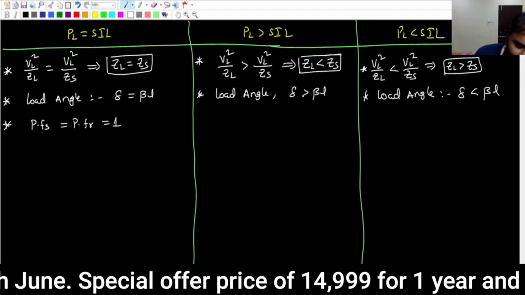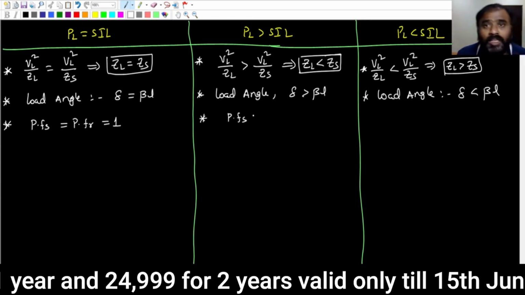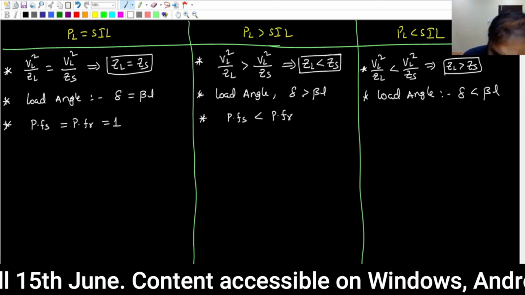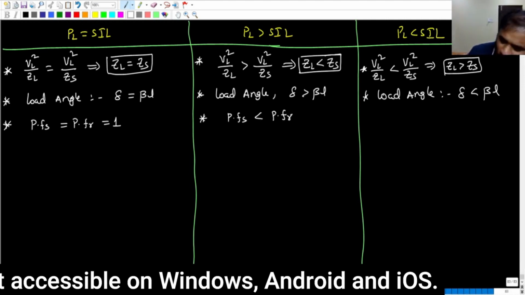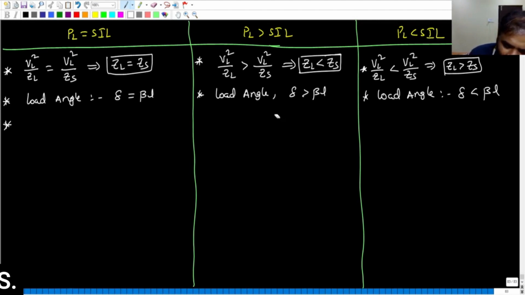Next. Tell me, what about the sending end power factor and receiving end power factor here? Both are 1. But here, sending end power factor is definitely less than receiving end power factor. Why? Before this we have to conclude one more important thing. Chalo, I will discuss this a little later.